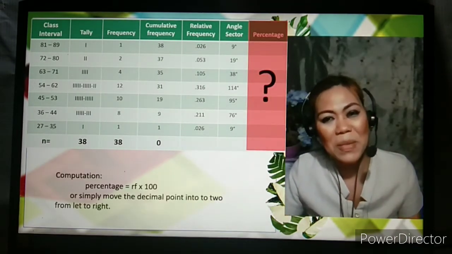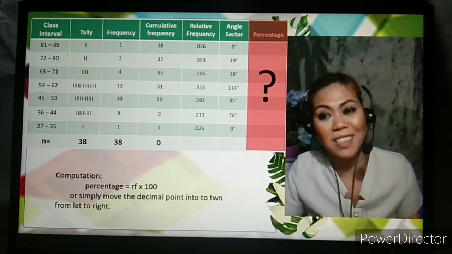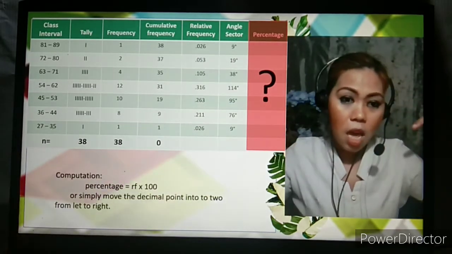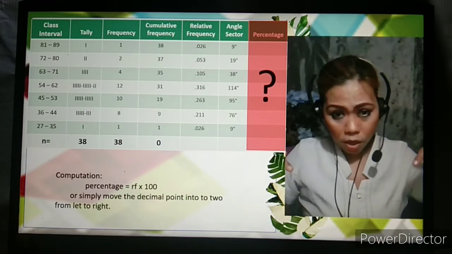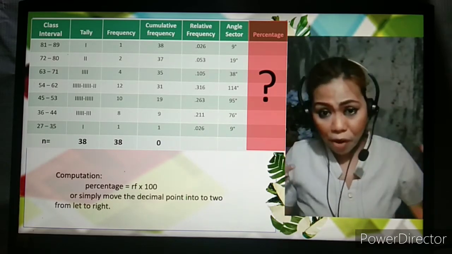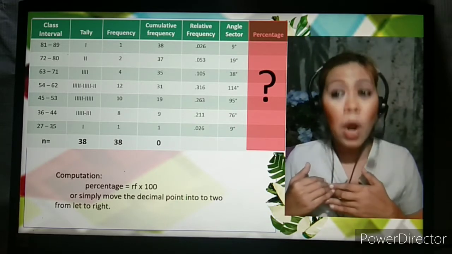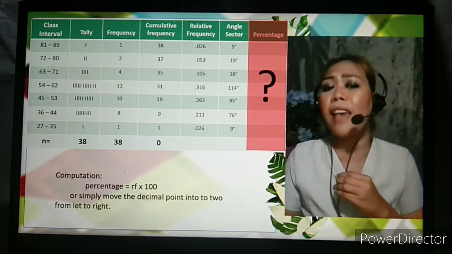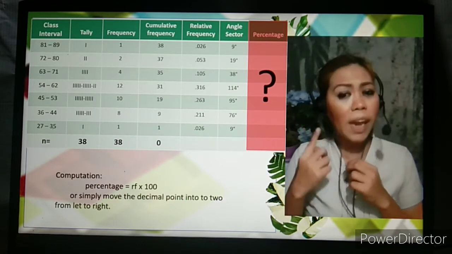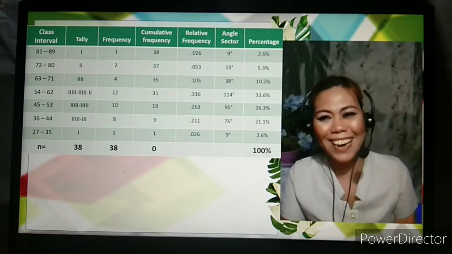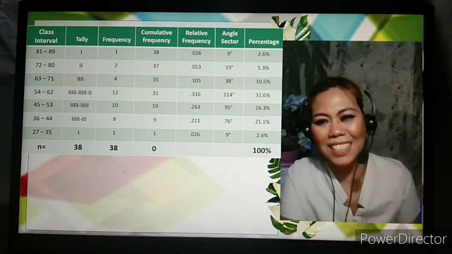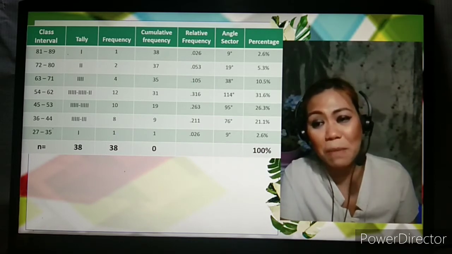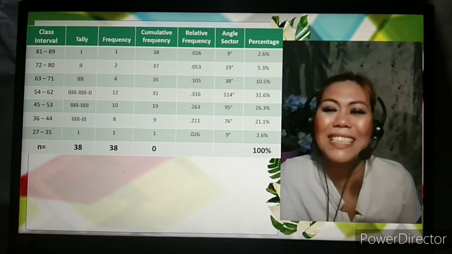Okay, next step. You have to put right there the percentage. Here's how to do it. Look at the computation at the bottom. The percentage is equal to the relative frequency times 100. Or simply move the decimal point two places from left to right. Okay? There you go. As you can see, in the last column, we have the answers. Guys, simply multiply it by 100 or move the decimal point.